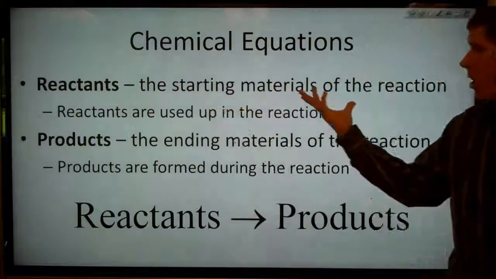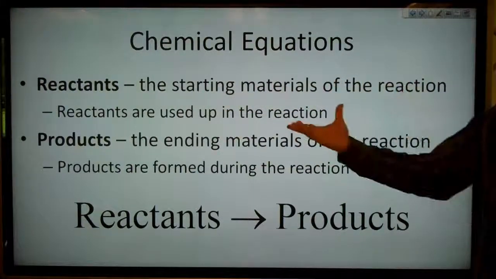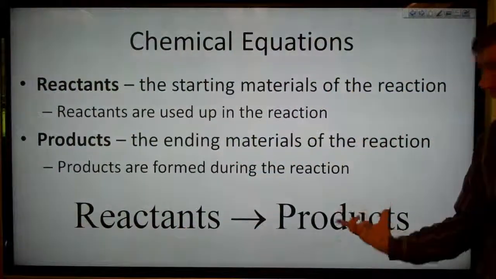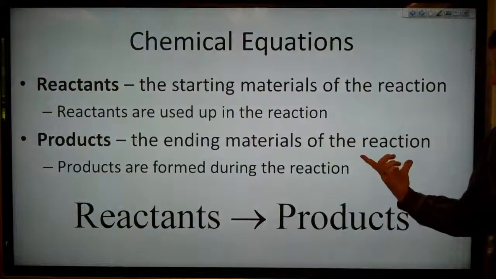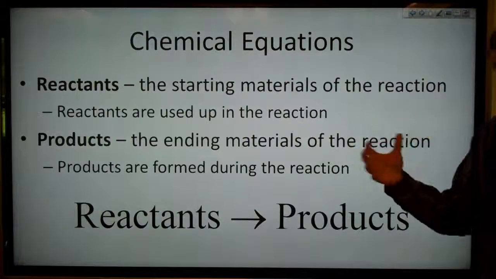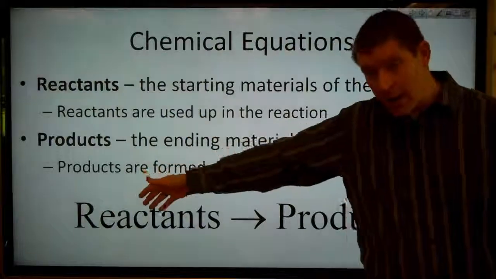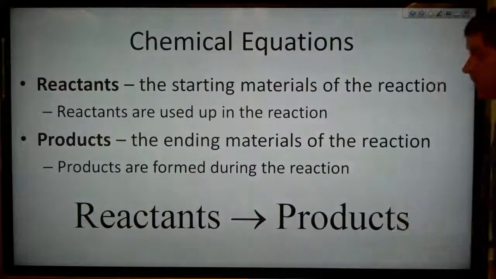The reactants are the starting materials of our reaction. They're used up in our reaction, and they're listed on the left side. The products are on the right side. These are the ending materials of our reaction, this is what we end up with. Products are formed during our reaction, so we use up our reactants when we're producing our products.